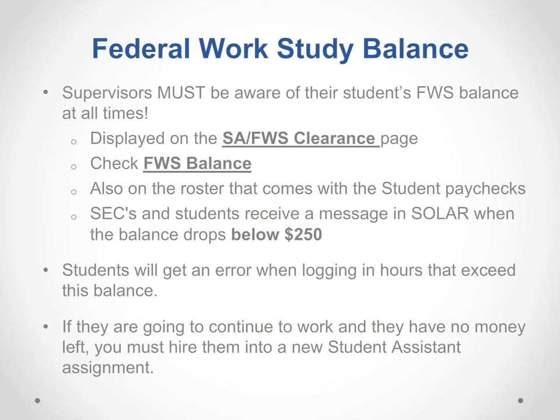Federal work-study balance. Supervisors must be aware of their students' federal work-study balance at all times. The balance is displayed on the clearance page, on the FWS balance page, on the roster that comes with student paychecks, and student employment coordinators and the students themselves will receive a message in Solar when the balance drops below $250. Students will get an error when logging in hours that exceed this balance. If they are going to continue to work after they have exhausted their award, you must terminate the federal work-study assignment and then appoint the student into a student assistant assignment.